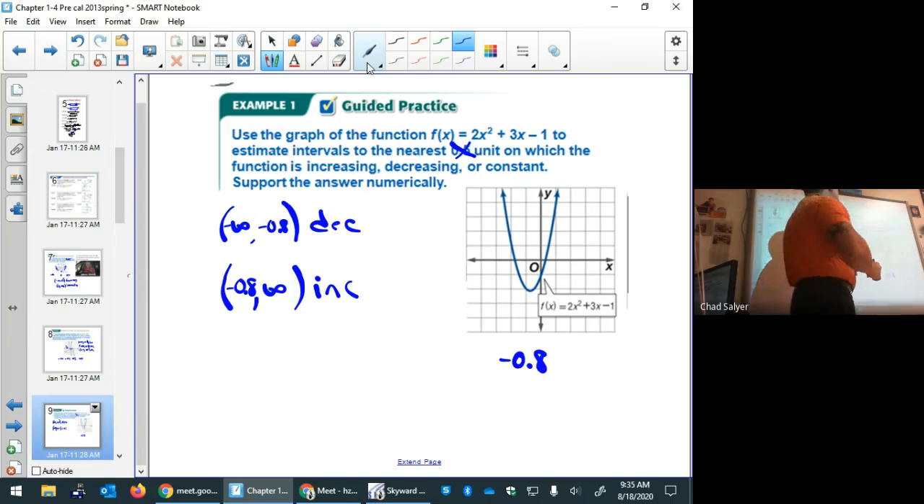Again, that's an estimate. I wanted an exact value while we find the vertex and so on, but that goes beyond the scope of this problem. This is all about graphical analysis and estimation.